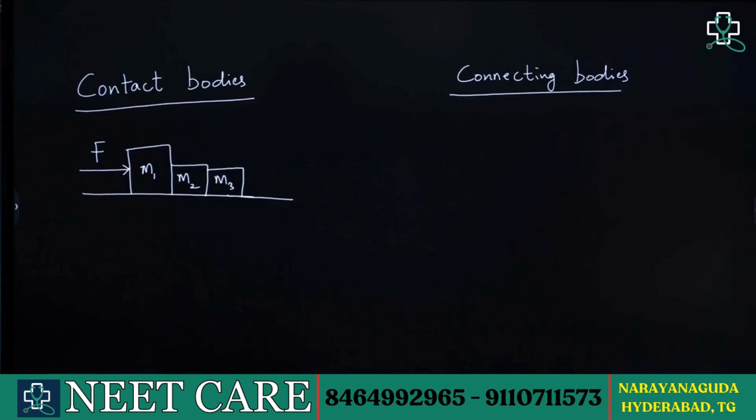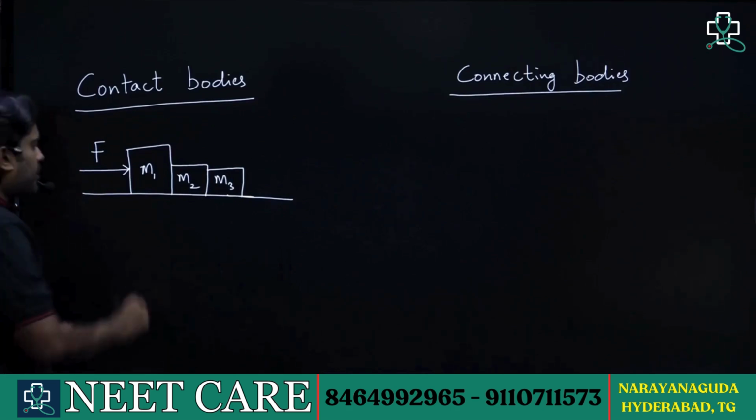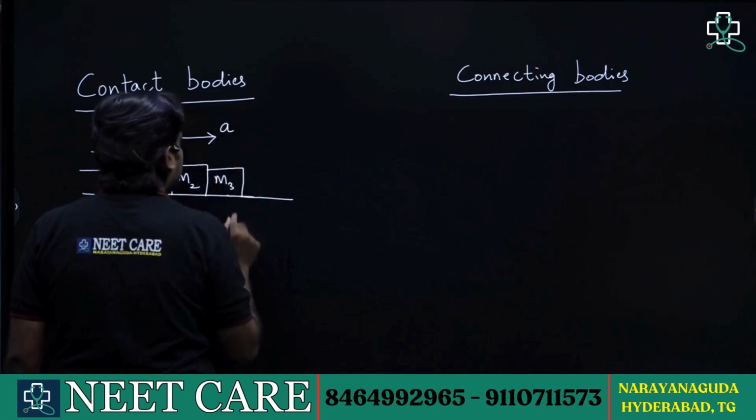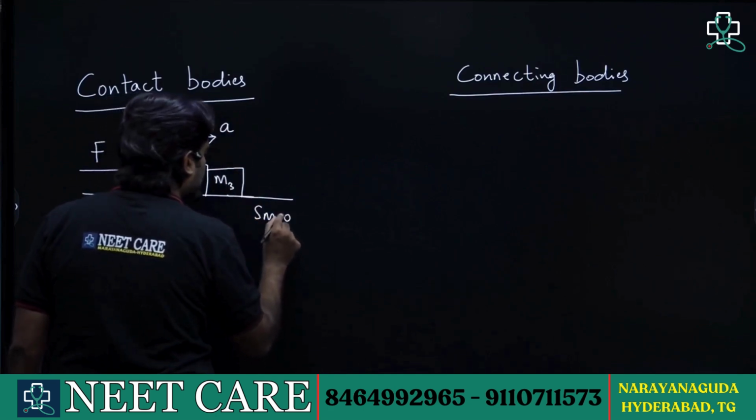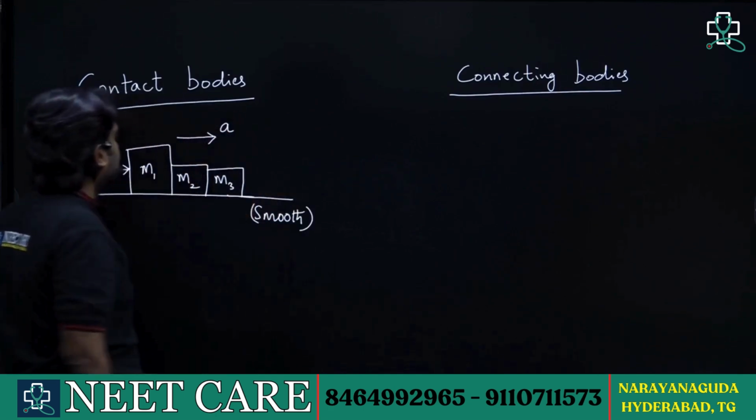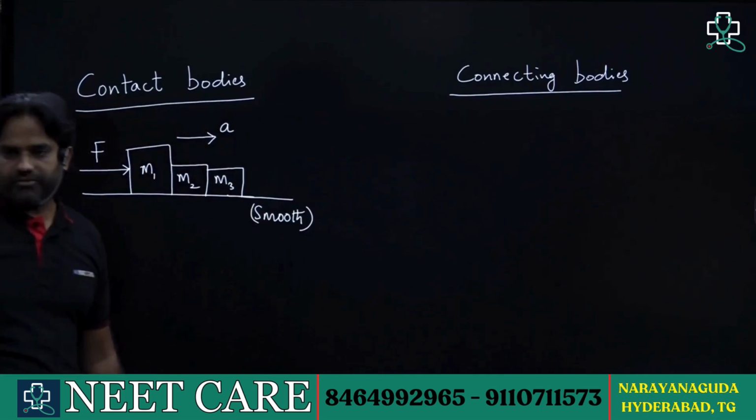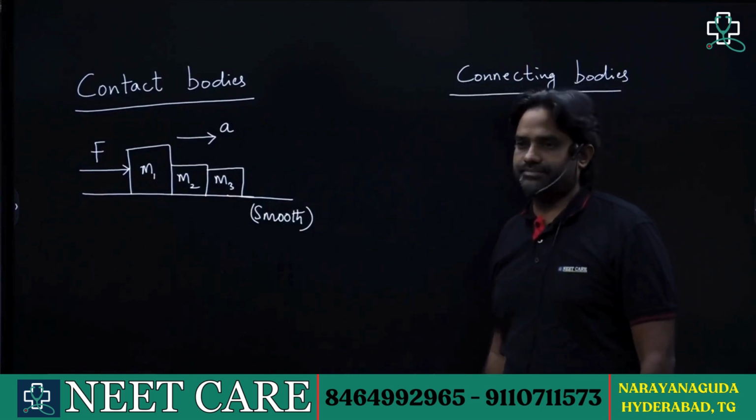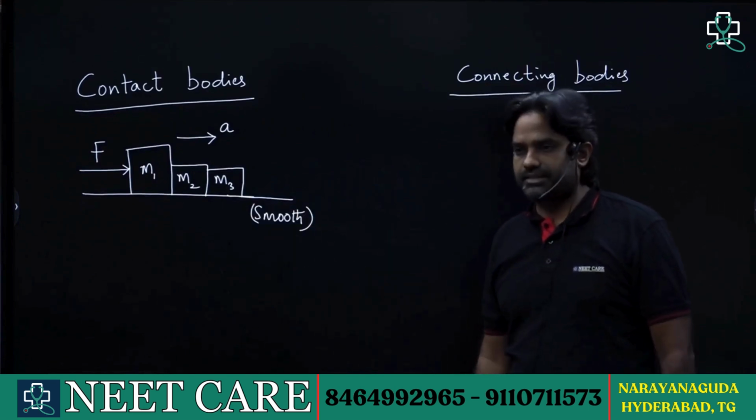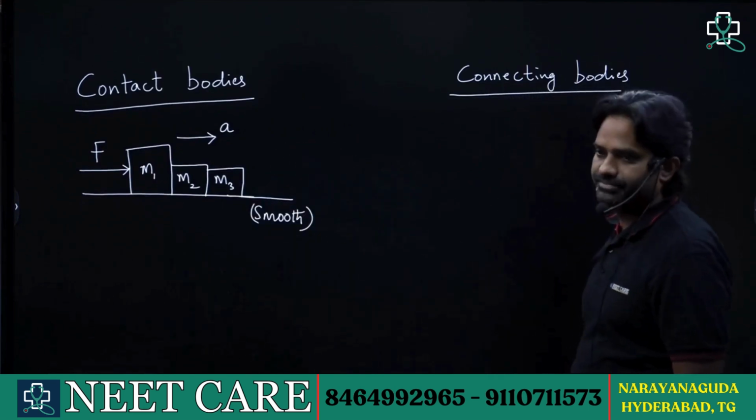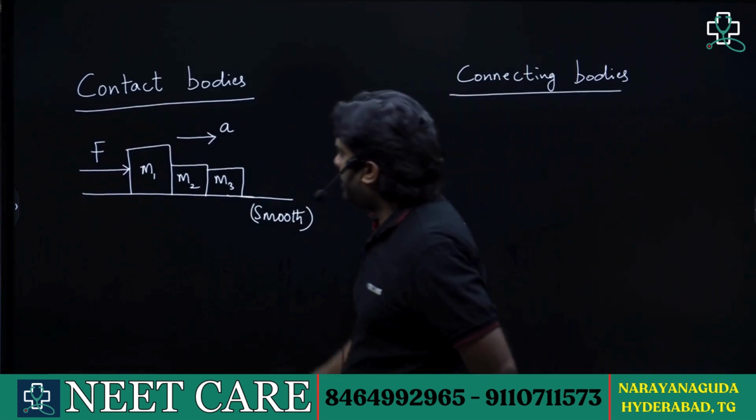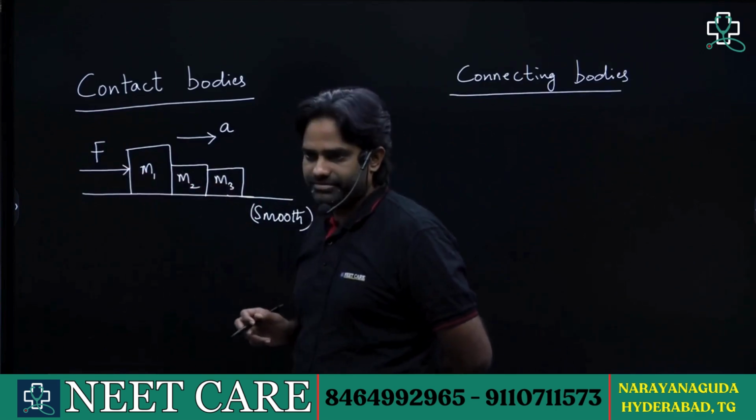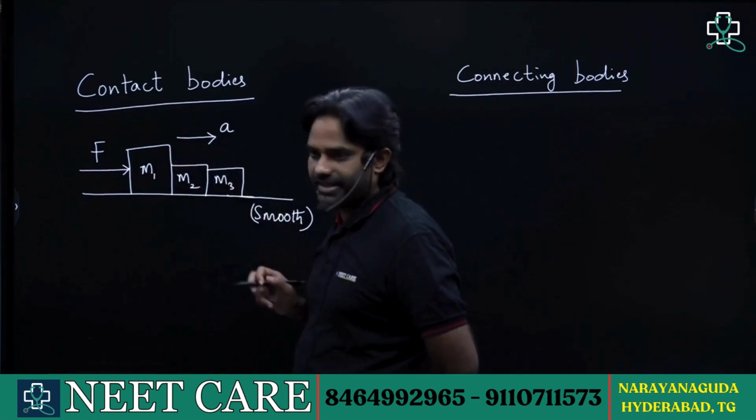Because of this external force, let's consider the entire system is moving with acceleration a, and consider this as a smooth surface, no friction is present. So due to external force F on m1, the three bodies are moving with acceleration a, because there is no opposition. So that is contact bodies. Even though F is not applied on m2 and m3, F is applied only on m1, but all the three are moving with acceleration a.